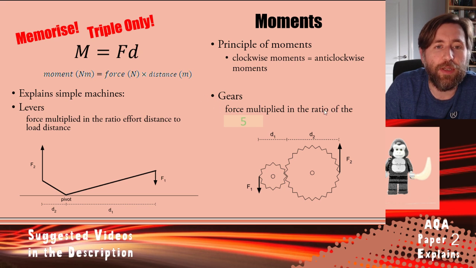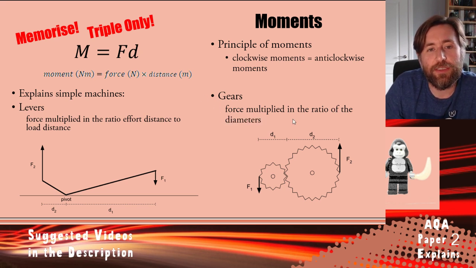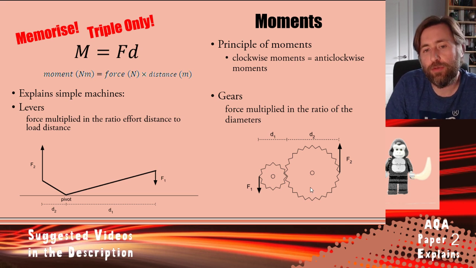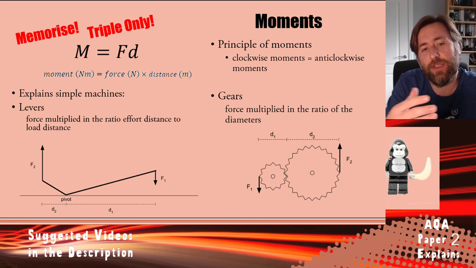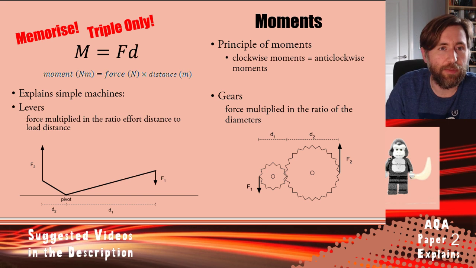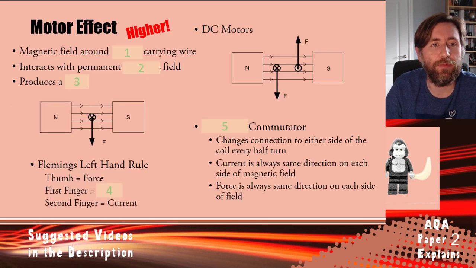Gears, force multiplied in the ratio of the diameters. So this time force 1 is the input force, if you like, the effort, and force 2 is double force 1 because the diameters of these two cogs are in a ratio of 1 to 2. The diameter of the second one is twice that. You can also talk about the number of teeth, but if the teeth are the same size and the diameter is doubled, then the number of teeth is doubled as well.